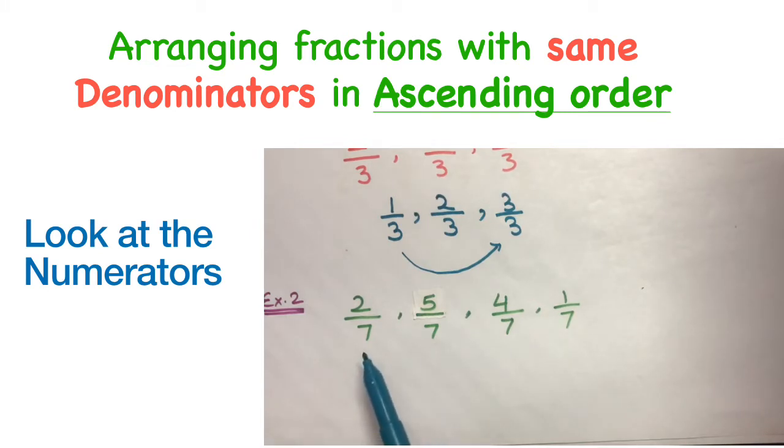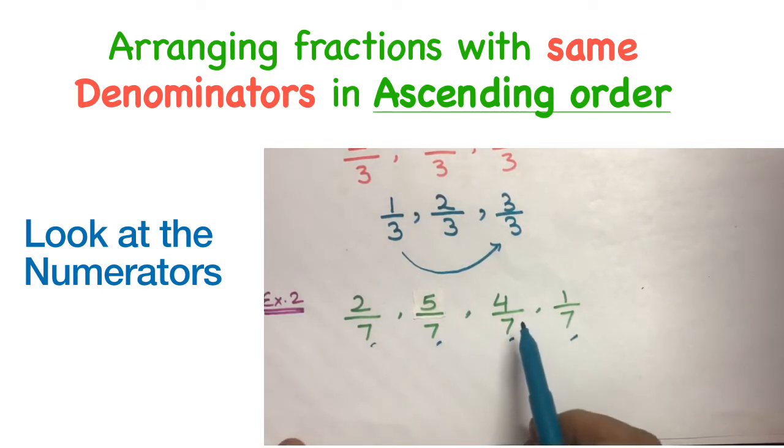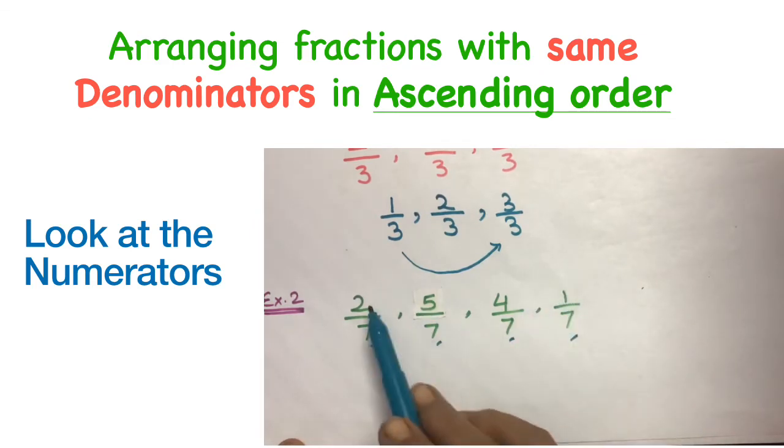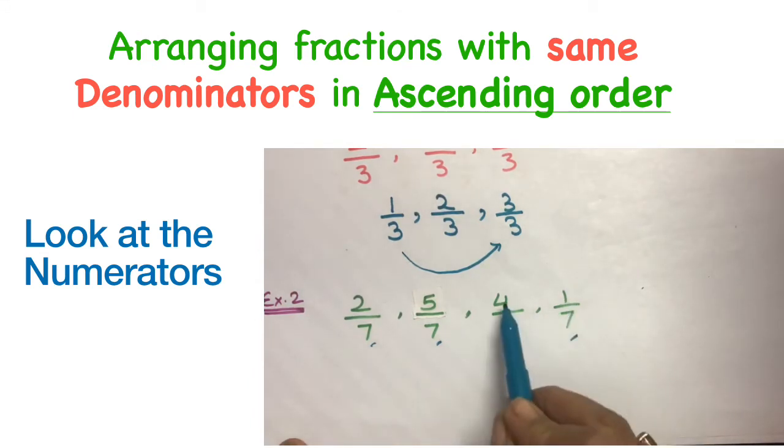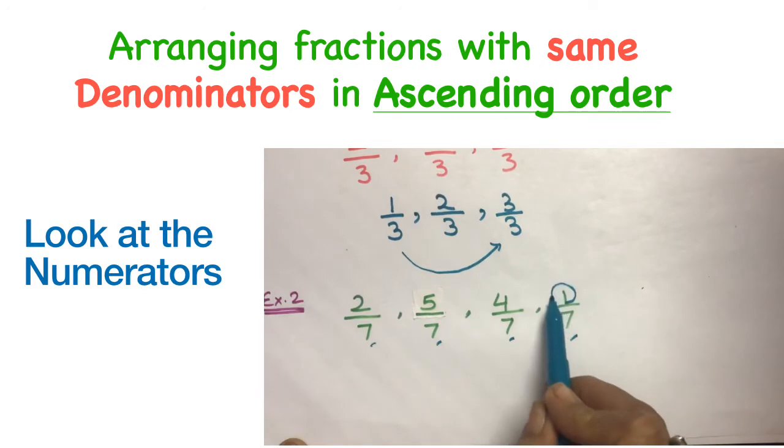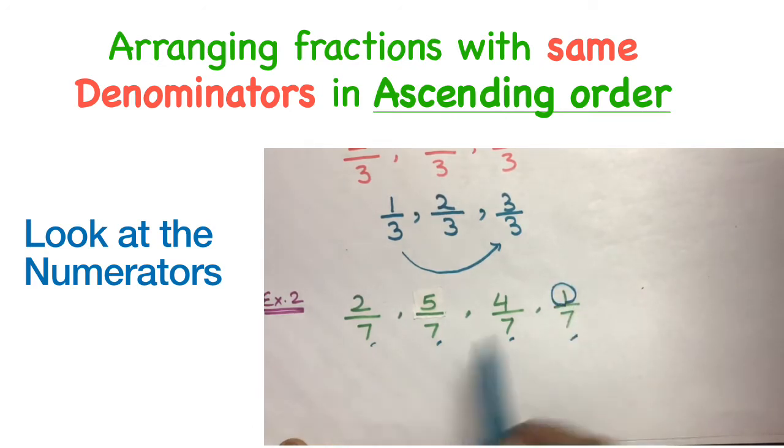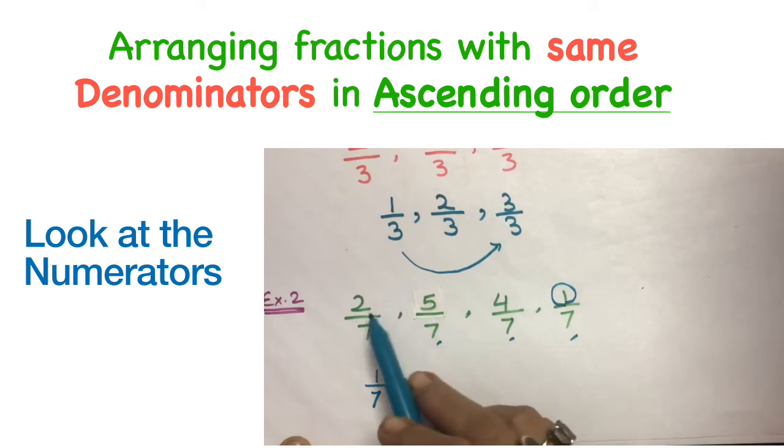Here too we can see that all the denominators are same, that is 7. Now what we do? We look at the numerators. Whichever is the least, we will put that fraction first in the order. So here 1 is the least. 1 is the smaller number. Write 1/7 first. Now there are 4, 5 and 2.